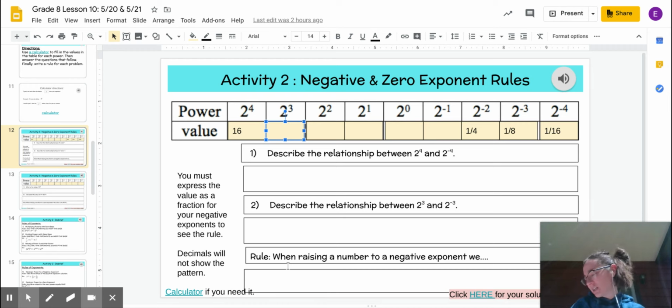This slide right here is worth 4 participation points. So make sure that you fill in all these boxes at the top and all of these boxes here, because this one's worth 4 participation points.